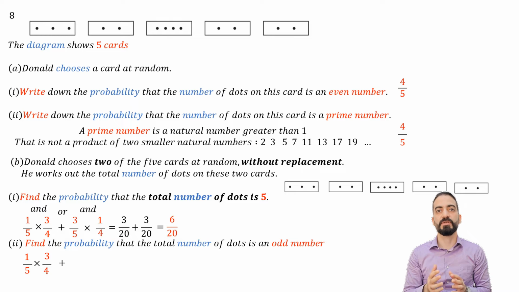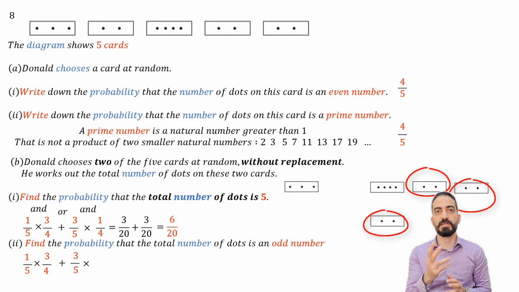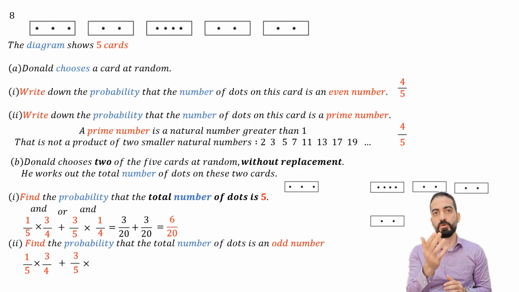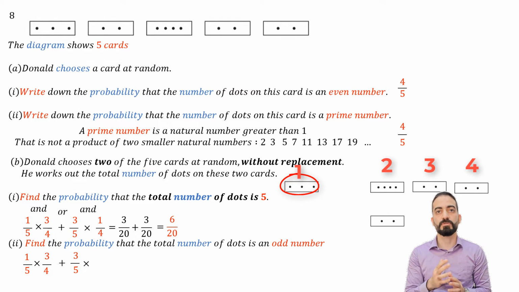Or he can first start by choosing the 2. There is 2 3 times out of 5. This means 3 over 5. And he will choose 3. There is 3 1 time out of 4. This means 1 over 4.